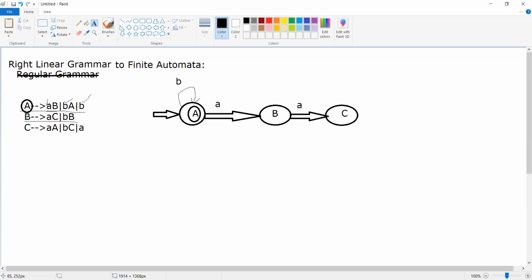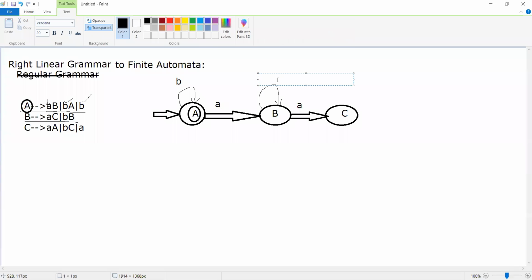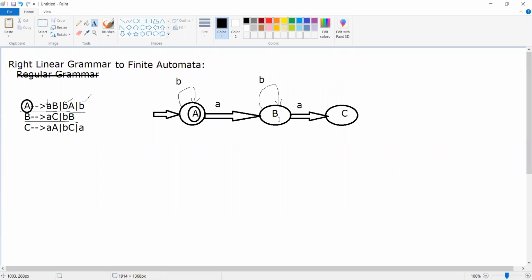In the same manner, B derives to small b capital B. B derives to small b capital B means now we will be having a transition from B to B itself, when we read the input symbol b on state B. Now with this we can say that we have completed the automata construction part for this second production also.